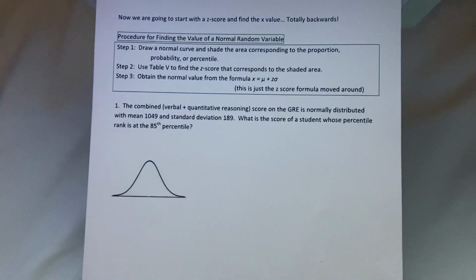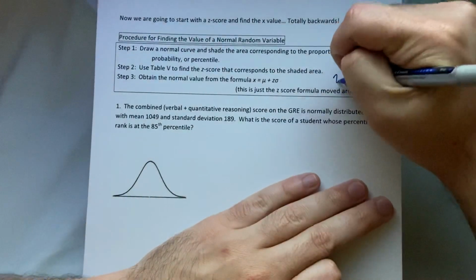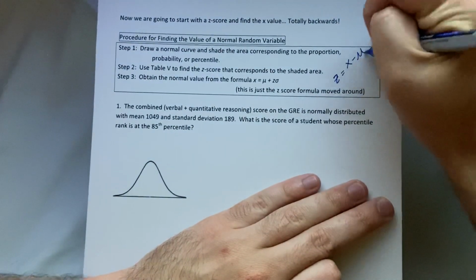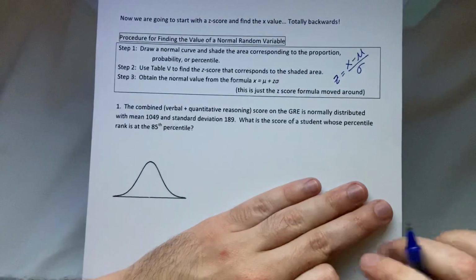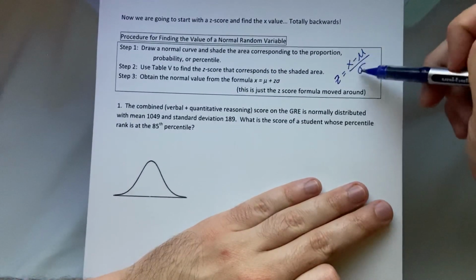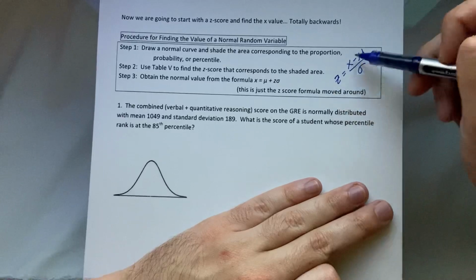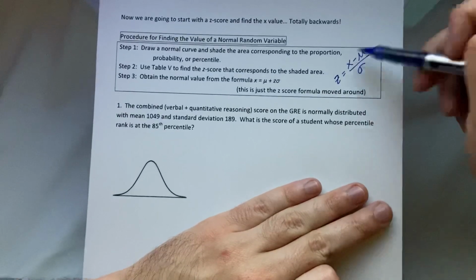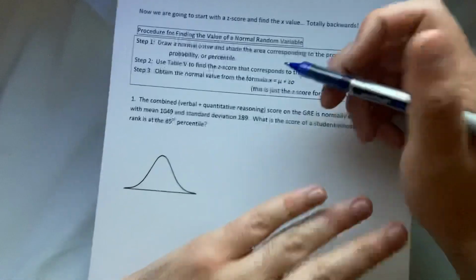So now, if we can find a z-score, we can then use our algebra to get back to an actual x value. So we draw a normal curve, shade the area, use the table to get the z-score, and then undo our z-score formula to get x. Now remember, the z-score formula was x minus mu over the standard deviation. If I solve this equation for x, I need to multiply the standard deviation to the other side and add mu. You can either use this or go straight to that formula for x.